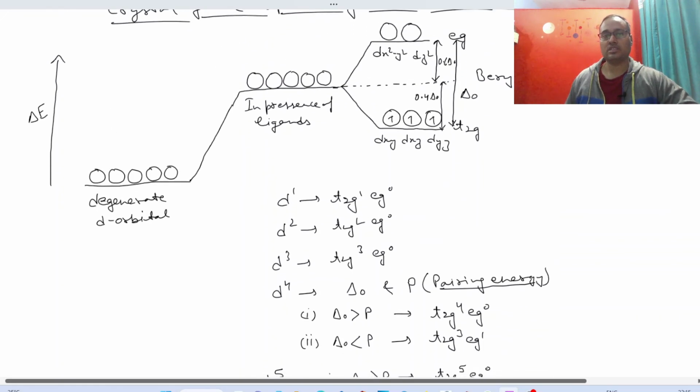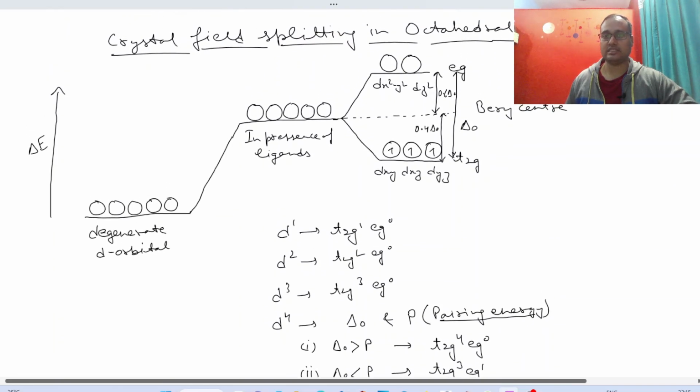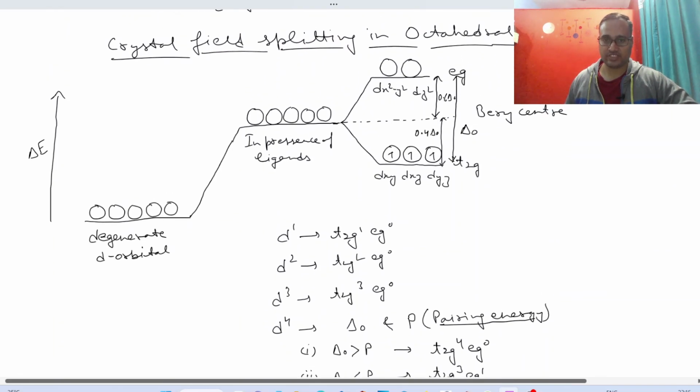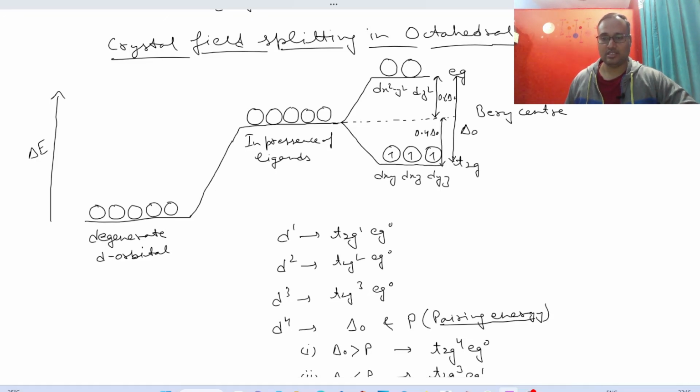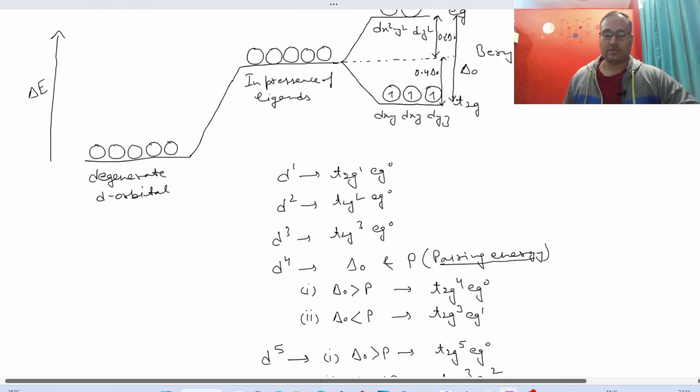So this is how the crystal field splitting takes place, and the d orbital is filled with various electrons in the octahedral complexes.